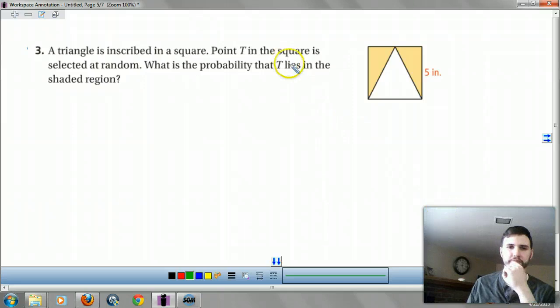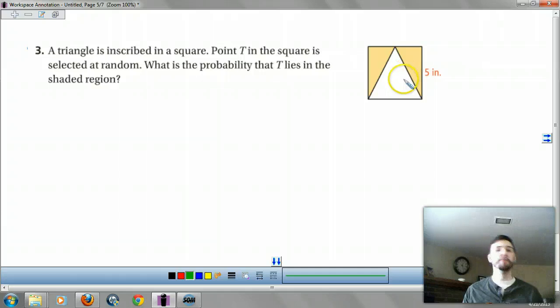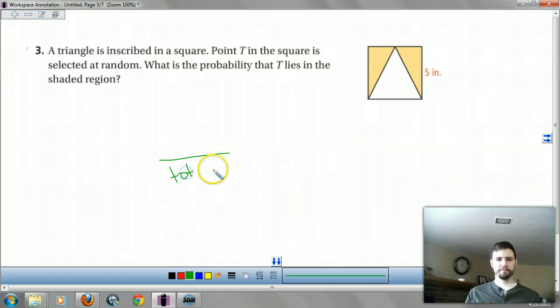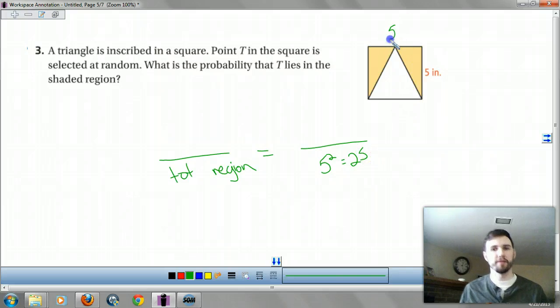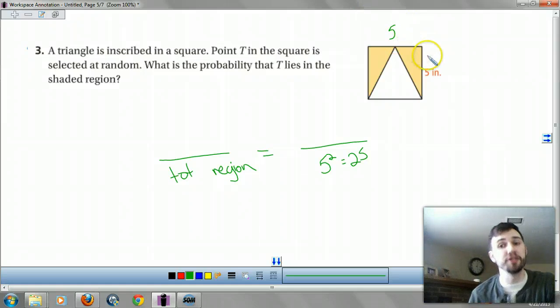Let's try one. We're dropping a letter T, a Mr. T if you will, in a square at random. What's the probability it lands in the shaded region? Well, my total region, that area is 5 squared, because it's a square, right? It's a 5 by 5 square. So that's my total region. Now I need to find the area of the shaded region.